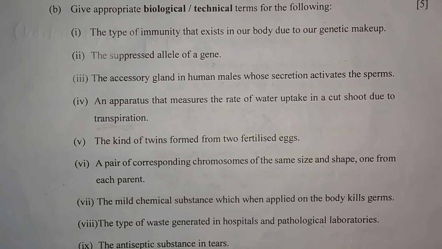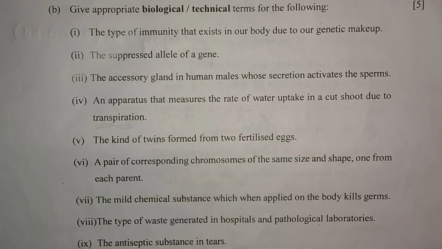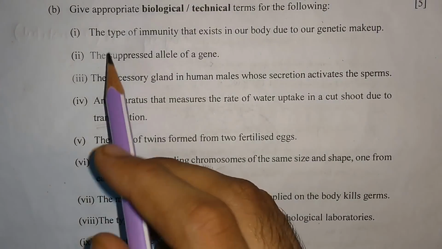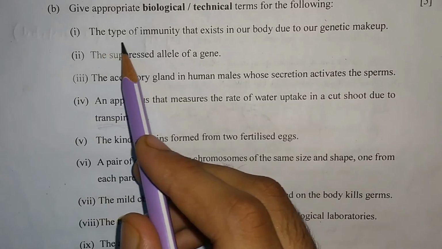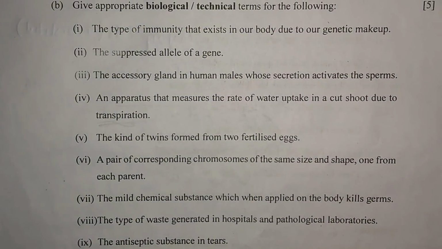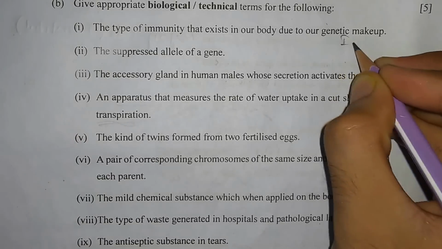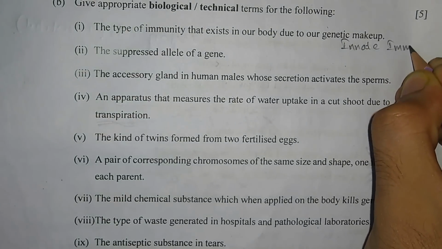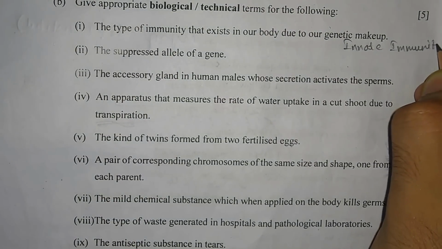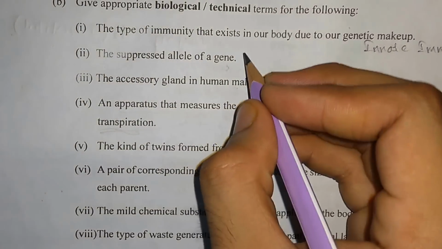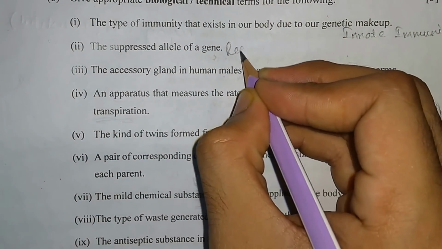B. Give appropriate biological or technical terms for the following. Okay, again biological. Number 1, the type of immunity that exists in our body due to our genetic makeup. That's easy. That's innate immunity. Then we have the suppressed allele of a gene. That's easy. That's recessive gene. Recessive allele.